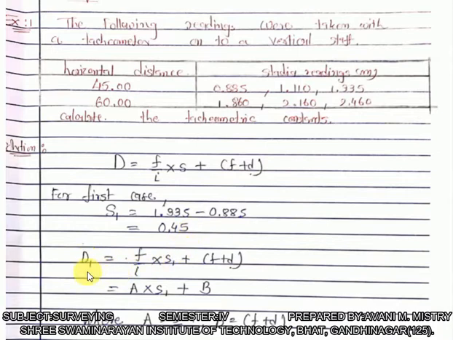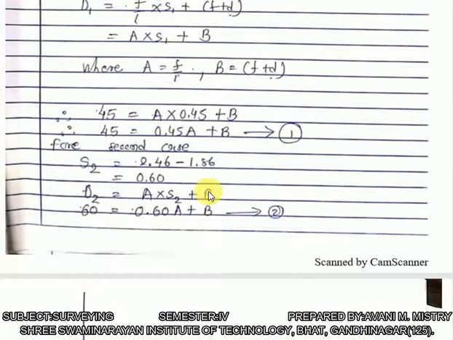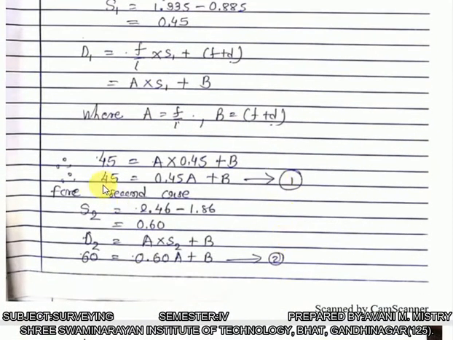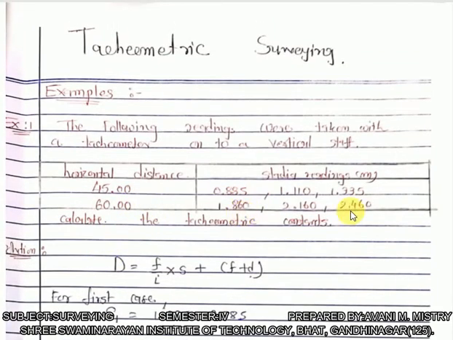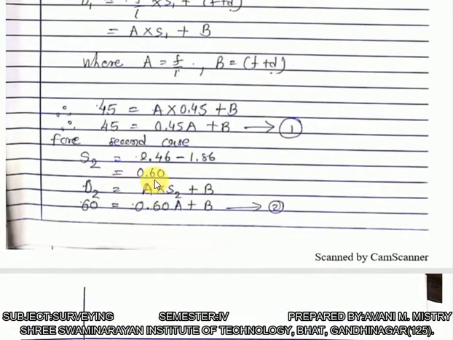Then we have a formula: D1 is equal to F divided by I into S1 plus F plus D, where F by I is denoted as A and F plus D is denoted as B. Put the values of D and S1 in the equation, and we get equation number 1: 45 is equal to 0.45 A plus B. For the second observation, S2 is equal to upper hair reading 2.46 minus lower hair reading 1.86. Then the value of S2 is 0.60.